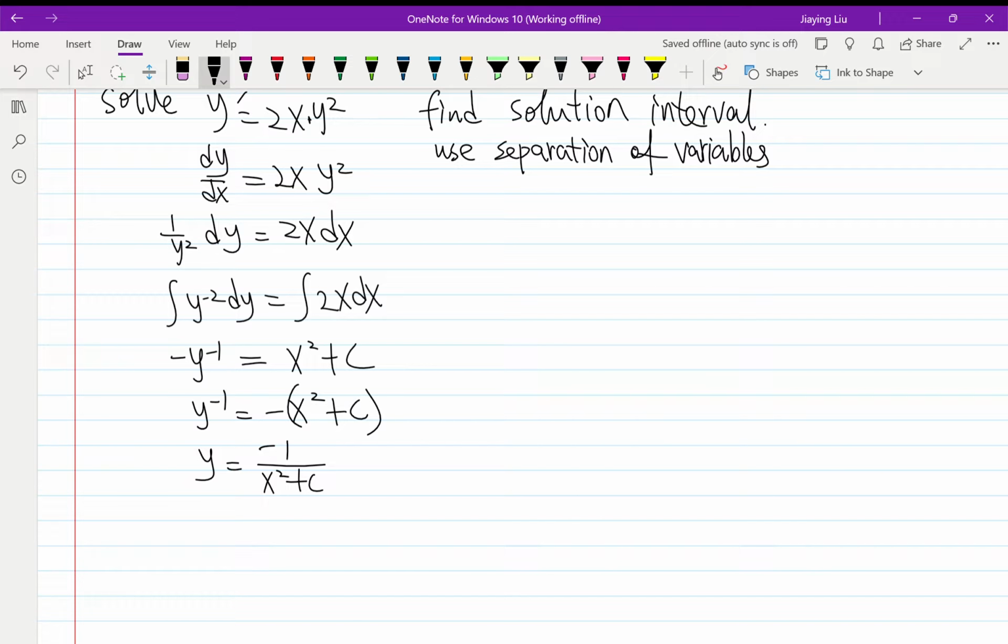Any questions? So this is the solution, the general solution, because we don't know what c is. And the solution is in the form of y equals a function of x. So this is the explicit form.